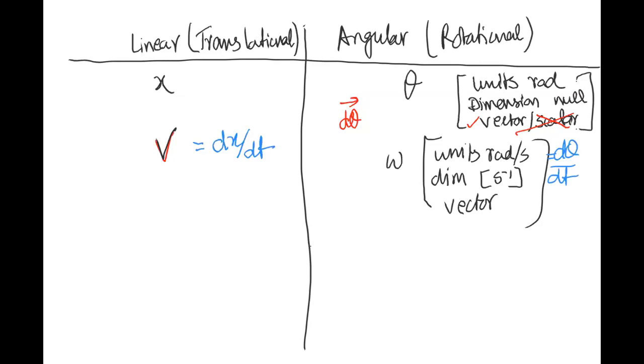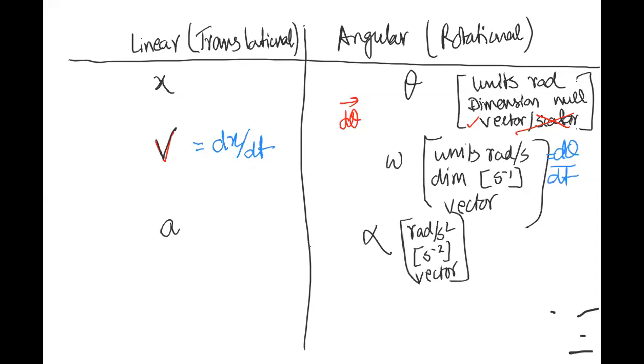Next quantity is acceleration, a, right? And we know that a has a corresponding angular acceleration. Angular acceleration would be radians per second square. The dimension would be s raised to the power minus 2, and this is definitely a vector quantity. And just like a is equal to dv by dt, alpha is equal to d omega by dt.